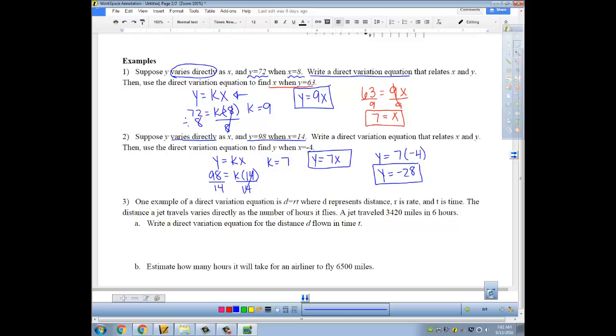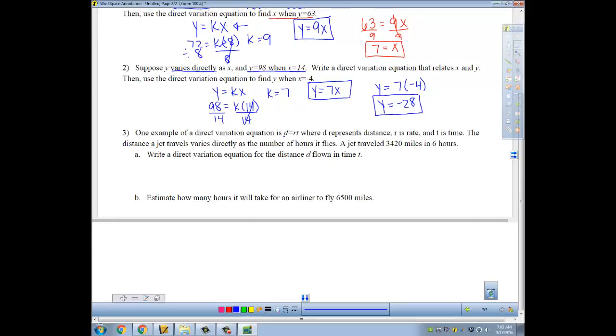Okay, the last question has two parts. One example of a direct variation equation is d equals r times t, which just means distance equals rate times time. The distance a jet travels varies directly, which we already knew this was a direct variation equation because they told us, and there was no addition or subtraction. A jet traveled 3,420 miles, so that's my distance, in 6 hours, so that's my time. The rate is how quickly it would have gone.